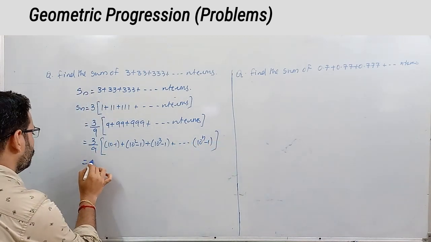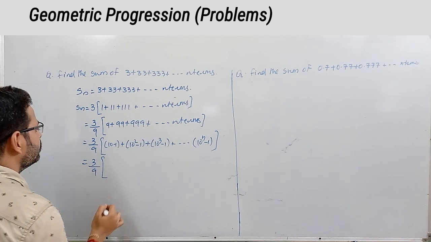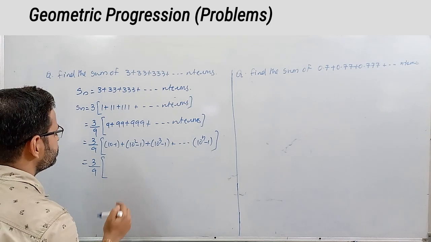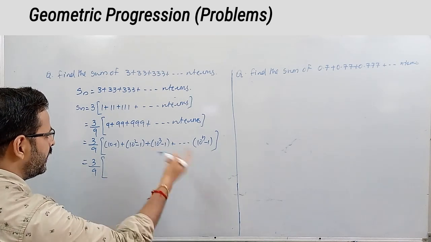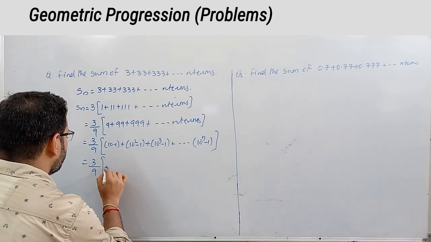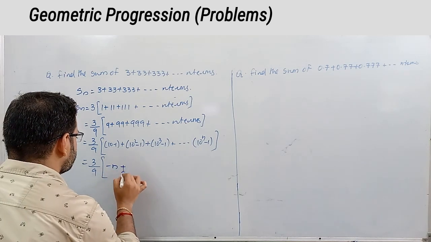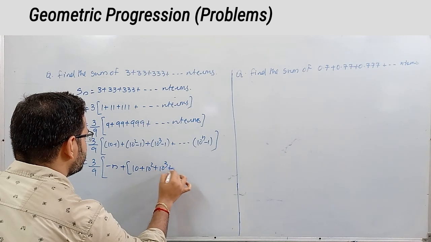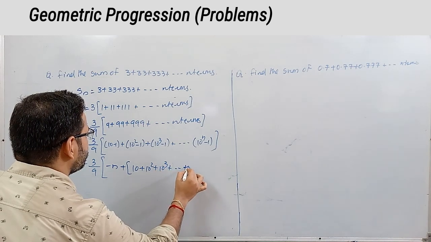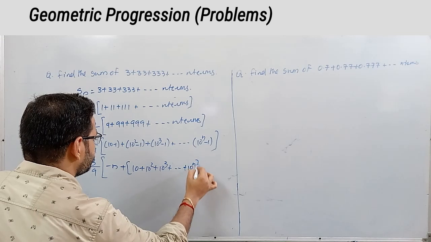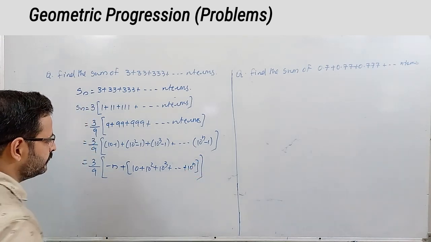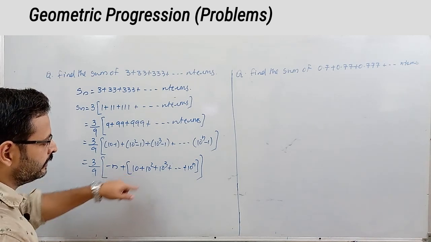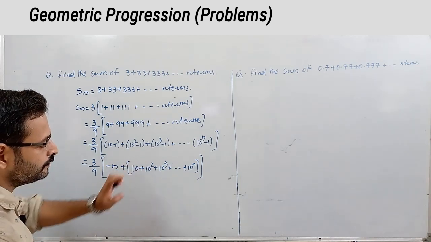Now 3 by 9, every term has a minus 1, taking it outside, that means n times minus 1, adding, that means minus n, then plus 10 plus 10 square plus 10 cube plus etc. plus 10 raised to n. So this is a GP, first term is 10 and common ratio is 10. We have to find the sum of n terms of the GP.